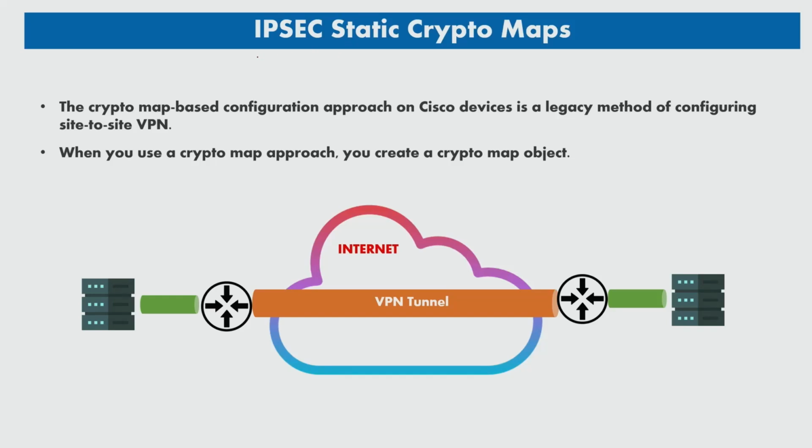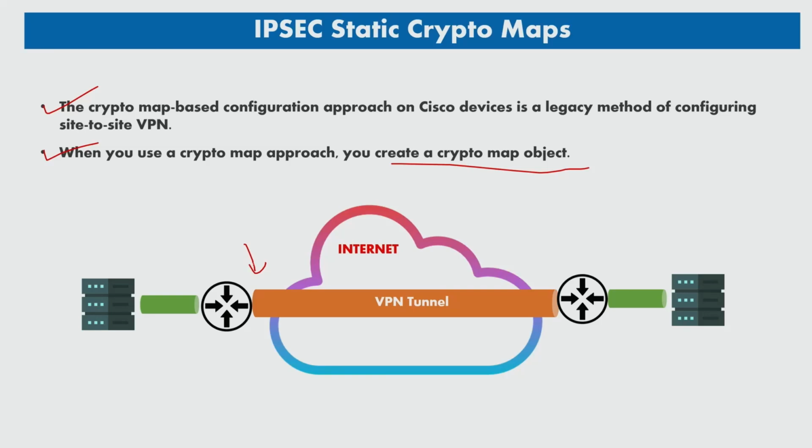Going into detail on each of the implementations, let's talk about the first one, which is IPsec static crypto maps. The crypto map-based configuration approach on Cisco devices is a legacy method of configuring site-to-site VPN. This method employs policy-based configuration in which only a subset of traffic on a given interface is encrypted and encapsulated according to a set of rules. When you use a crypto map approach, you create a crypto map object. Within that object, you specify the IP address of the VPN peer, the set of cryptographic algorithms that will protect traffic, and the ACL, or access list, that defines the subset of traffic that needs to be encrypted. The crypto map is then applied to the interface.